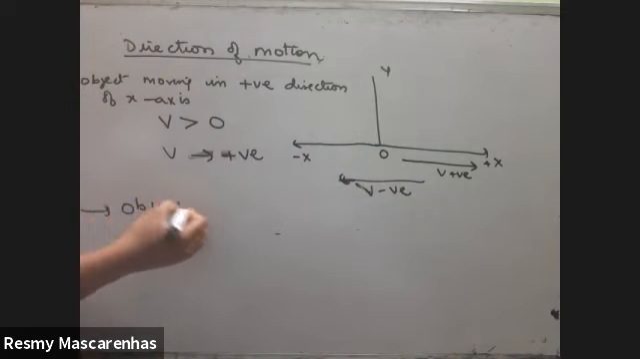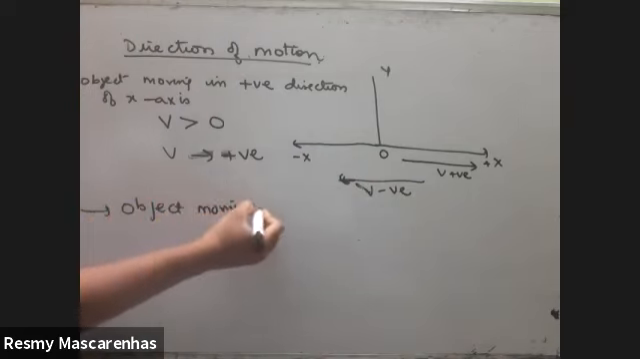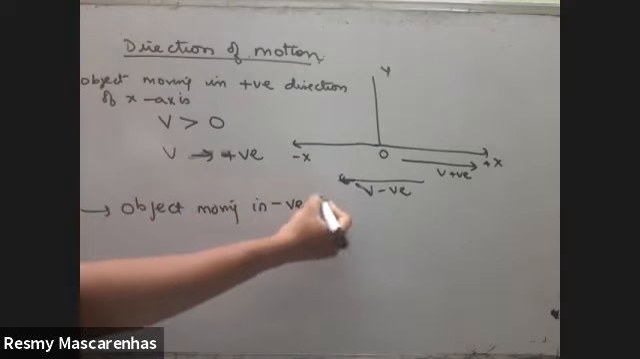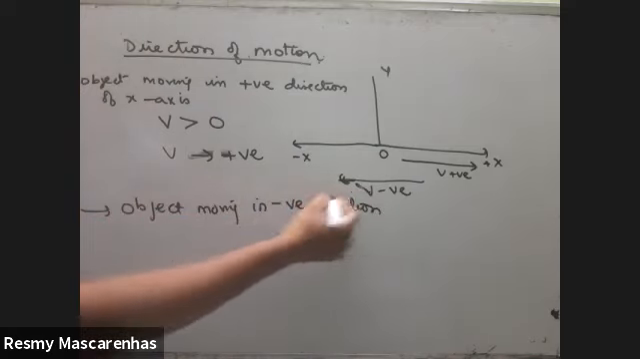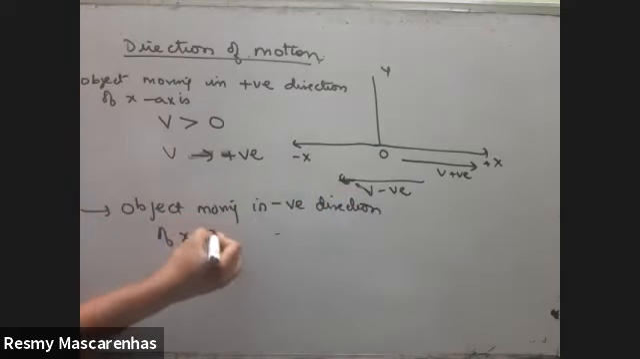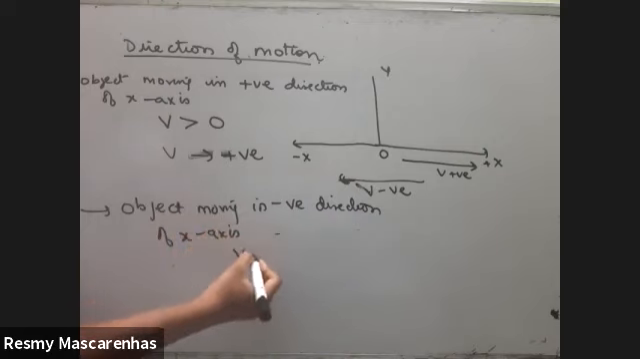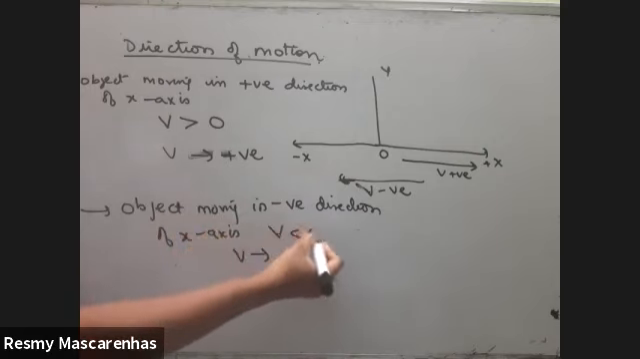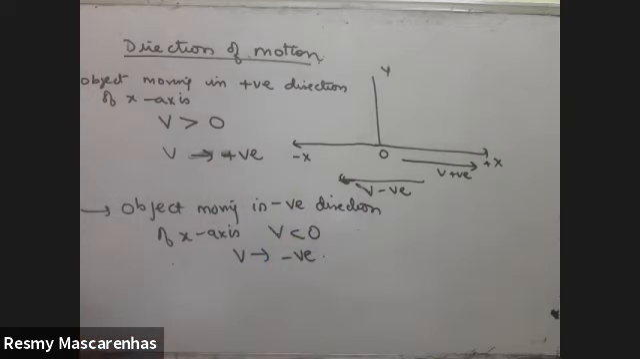So if the object is moving in the negative direction of x-axis, then velocity will always be less than 0, which means it is negative. So for example, suppose you are getting plus 5 meters per second velocity.